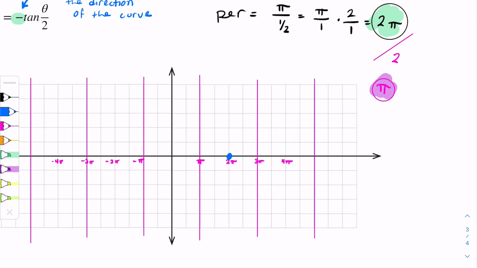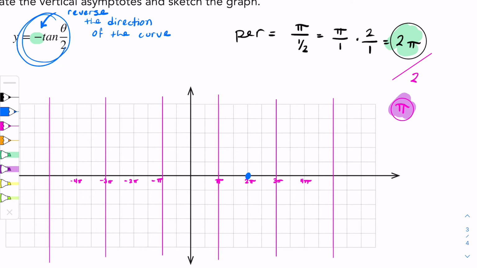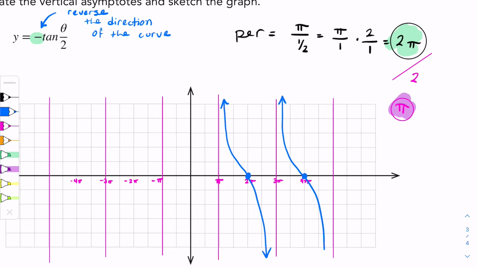And I also mentioned that this negative sign up here tells us we're reversing the direction. So now our curves just look as if they were reflected across themselves. So reflected across the center point or the intercept. Imagine the intercept was an axis and it was reflected across that point.